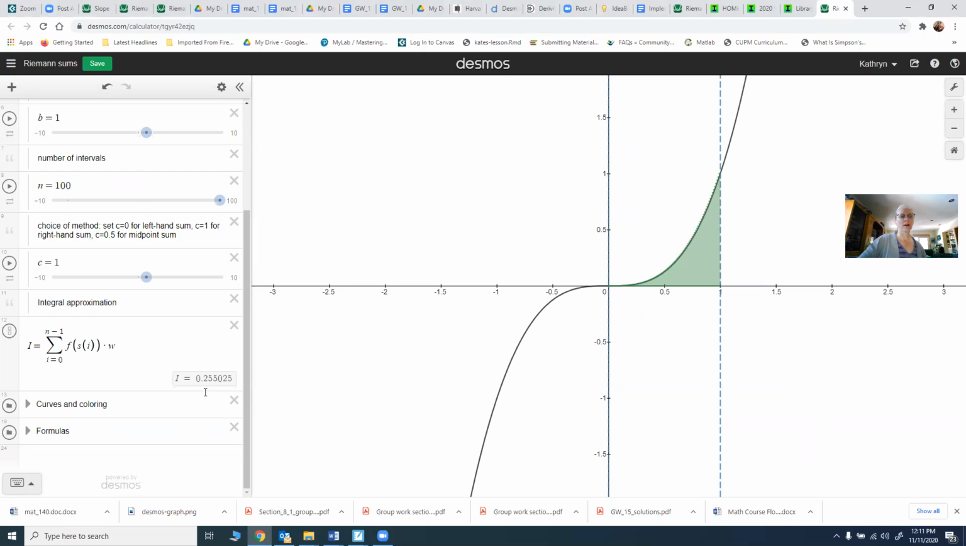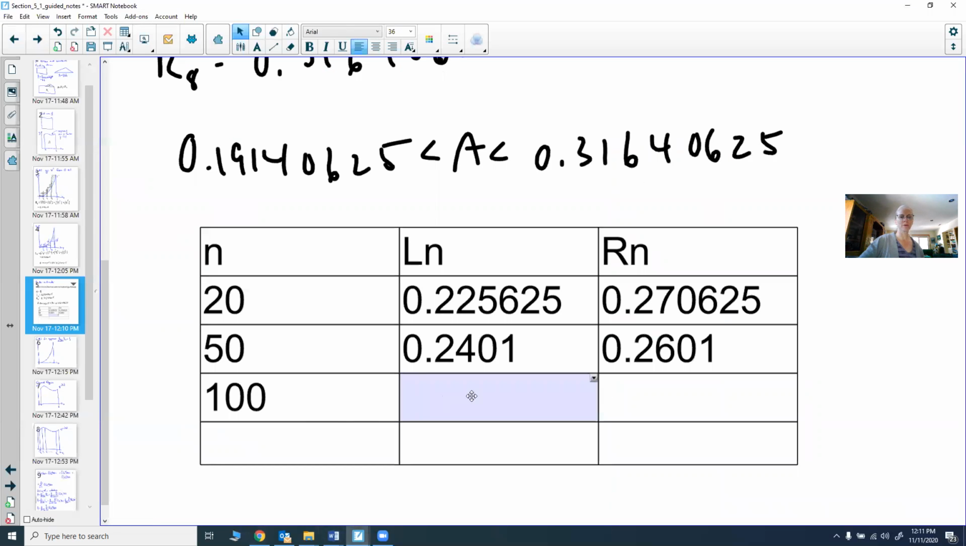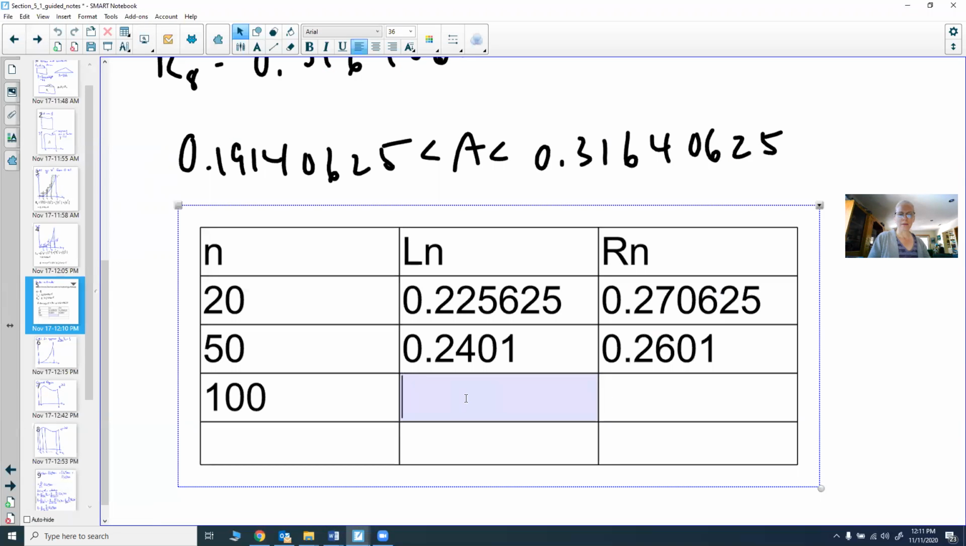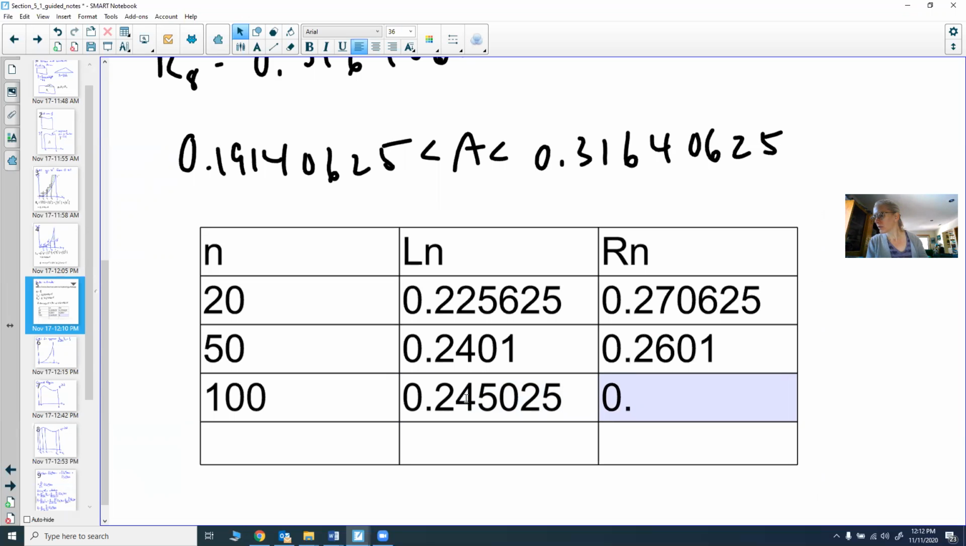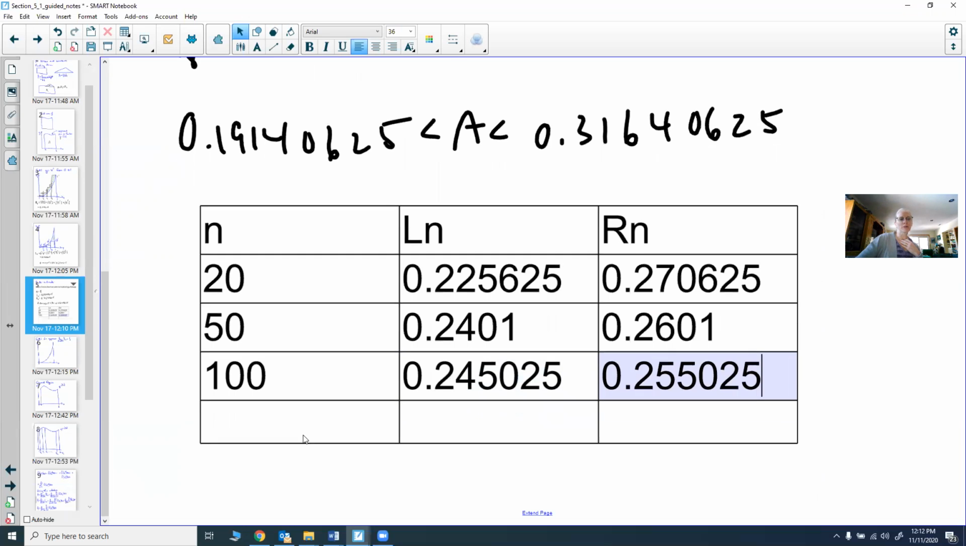We get 0.255025 for that value. If I went to the left-hand sums, that means just put your C to 0. Notice there's not a lot missing here. So we get 0.245025. So we can now put those into our chart, into our table. So we had 0.245025, and this one is 0.255025. I could keep going, but unfortunately Desmos doesn't keep going.